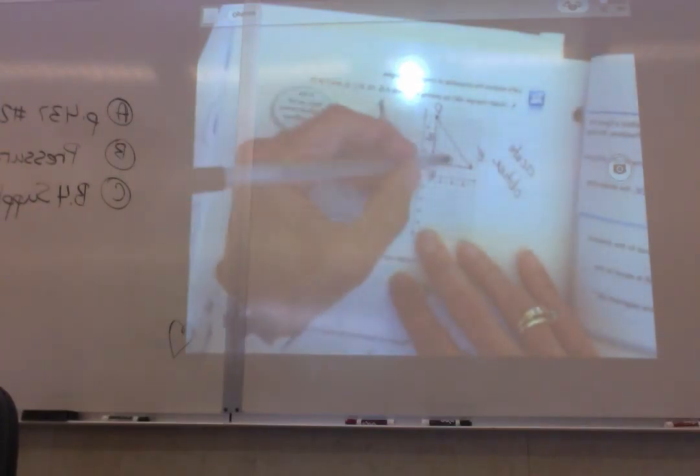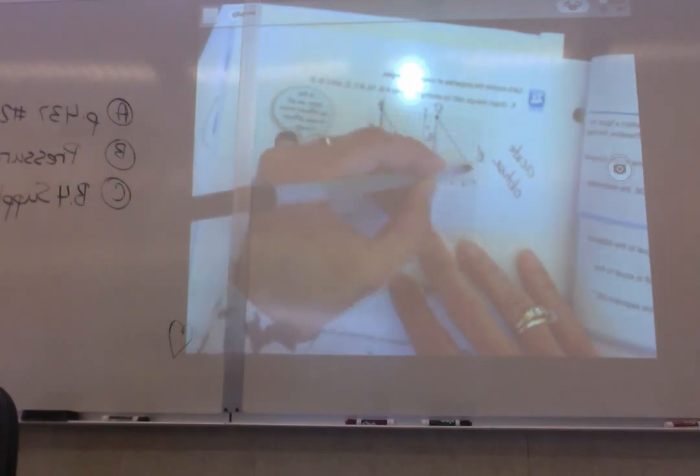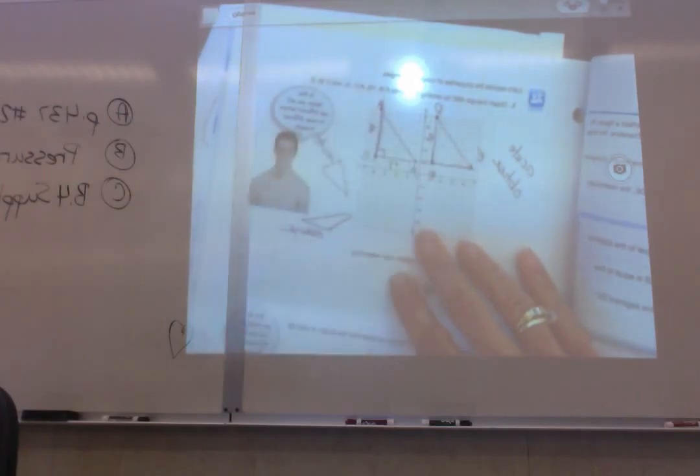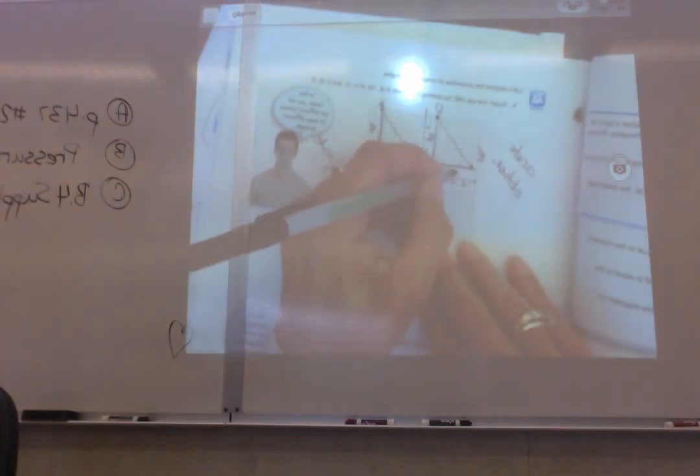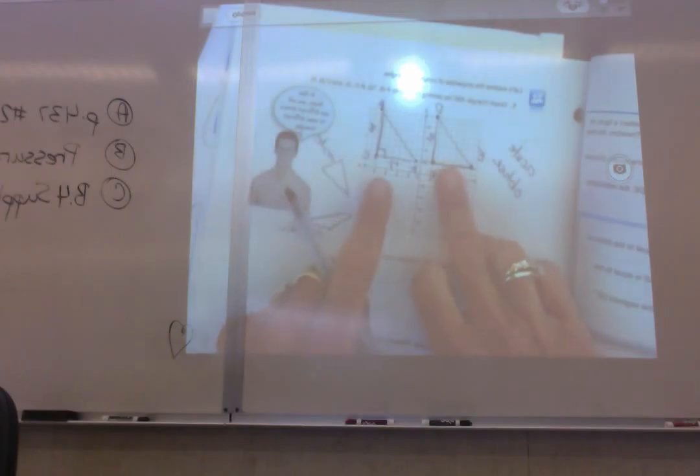So BC is a corresponding side to EF. What should be its length? What should this guy's length be? 7, because this side matches in shape and position this side of this triangle. Those are the corresponding sides. We can predict the length will be the same.